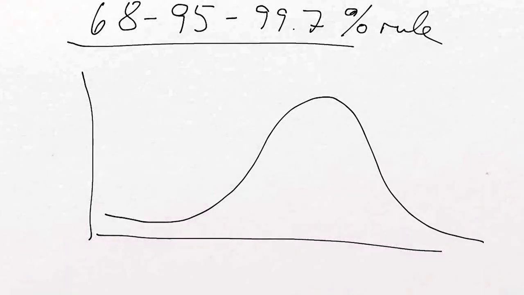68-95-99.7. So what can we do with that? I can, for example, when I look at your grades for your practical in general, for example, it could be that it is a normal distribution. Something like that.